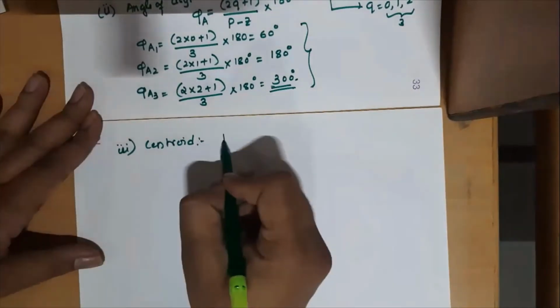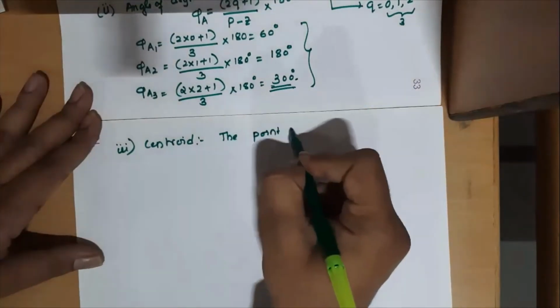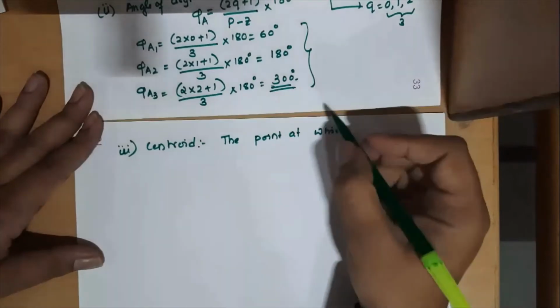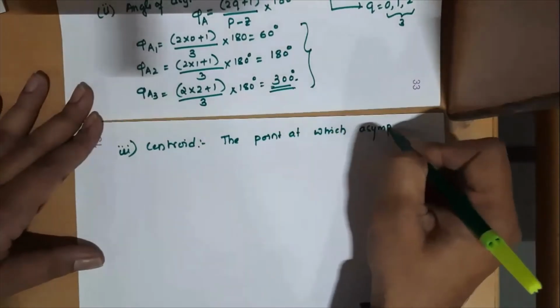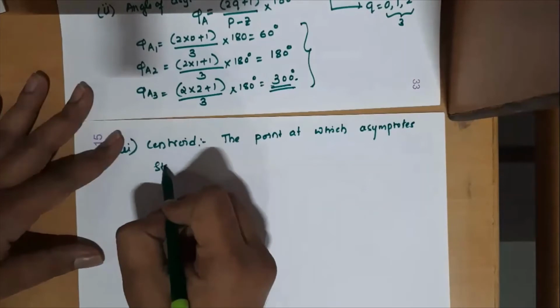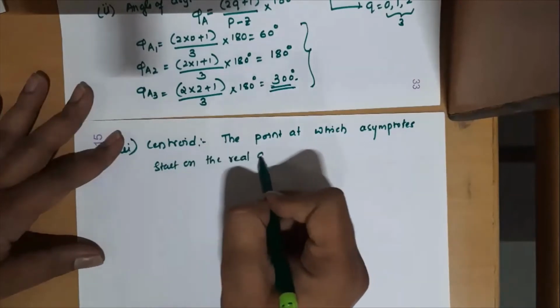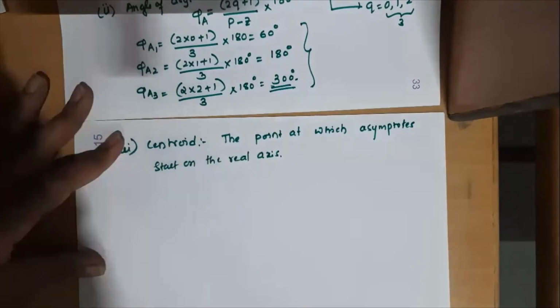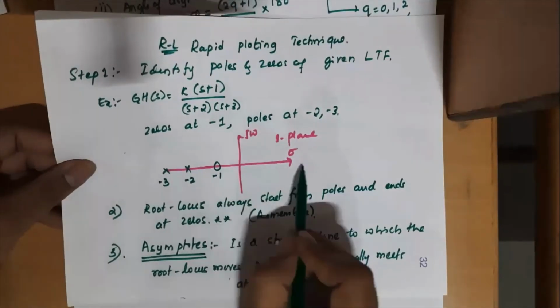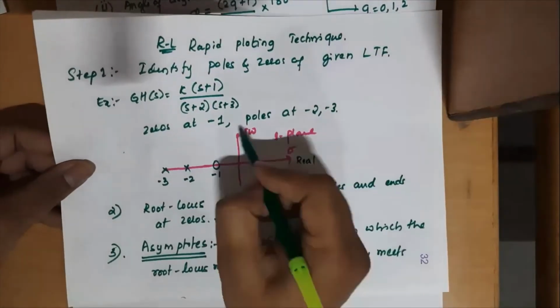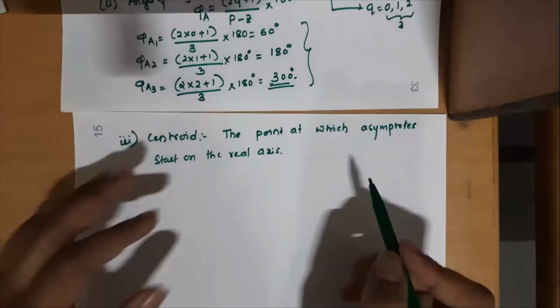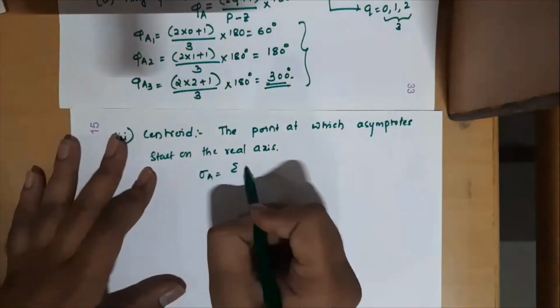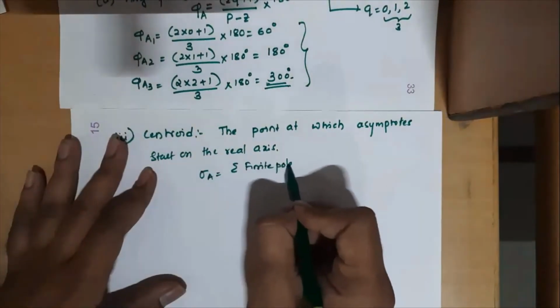Centroid of asymptotes has a definition. It is the point at which asymptotes start on the real axis. So it's the starting point of asymptotes on the real axis. This is the real axis here. So we get some point on the real axis, and with that point we draw the asymptotes. So how to calculate the centroid?